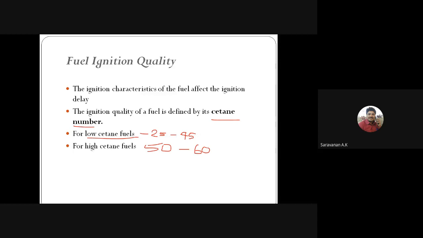But normal diesel engines are in the range of 40 to 55, or 45 to 55. That is the range for normal diesel. For low speed engines, the value will be 25 to 45, for normal 40 to 55, and for high speed 50 to 60, right? So for the diesel engine, around 50 is normal.